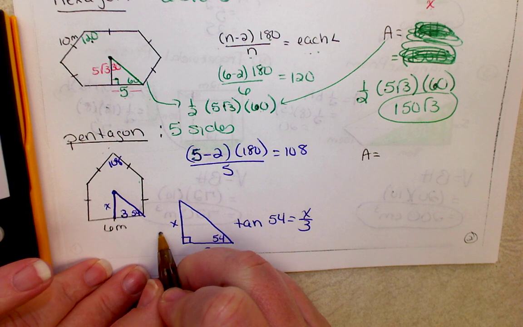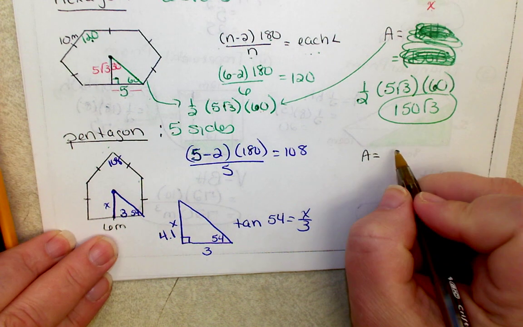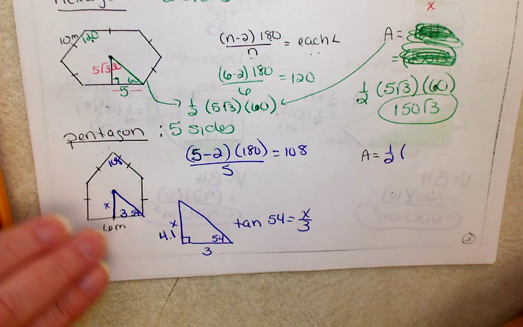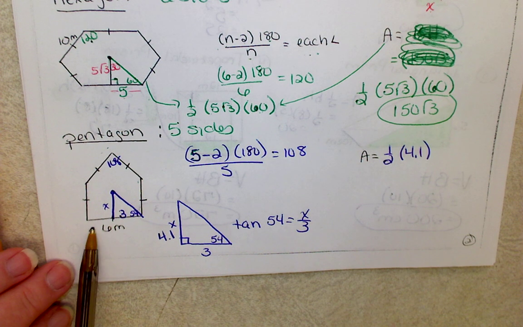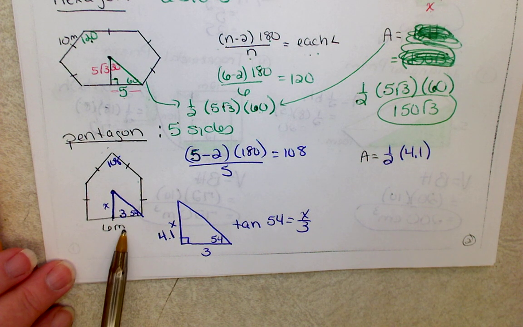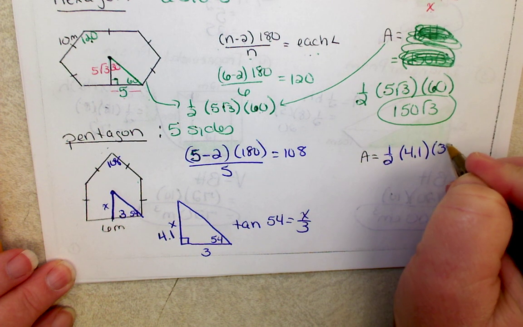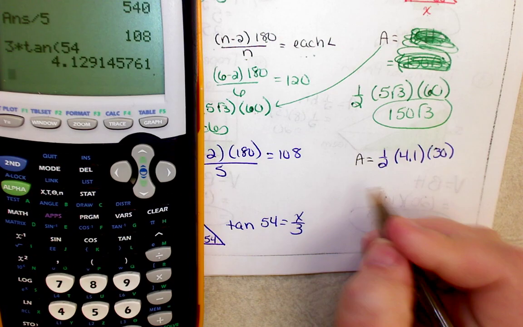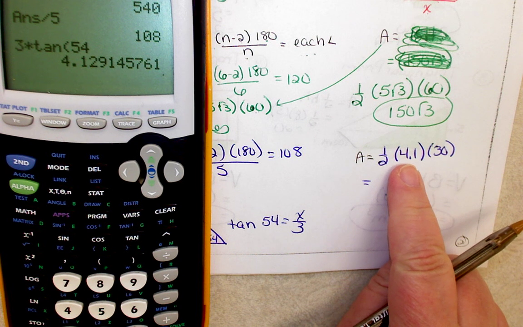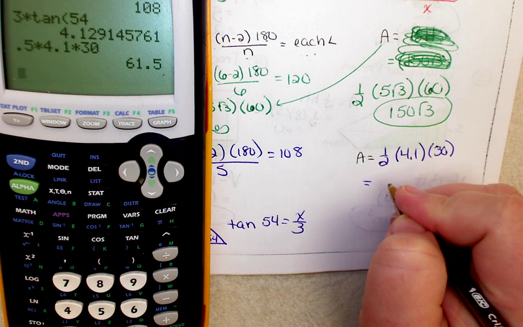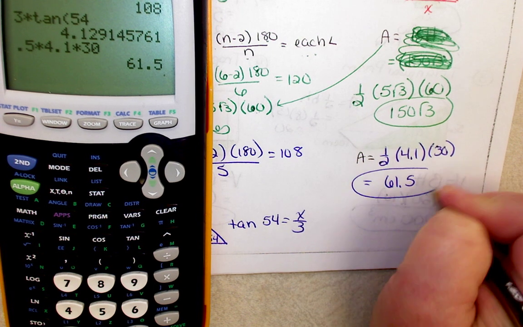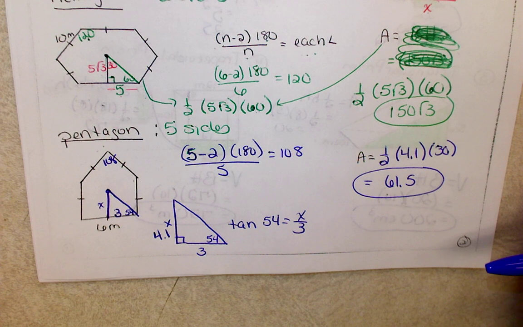All right, so the area is going to be equal to 1/2 the apothem, which is 4.1, times the perimeter. There are 5 sides, and each side is 6, and 5 times 6 is 30. Since this was a decimal, I know I can end up with a decimal answer. So I'm just going to say 0.5 times 4.1 times 30, and that gives me 61.5 for the area of this regular pentagon.